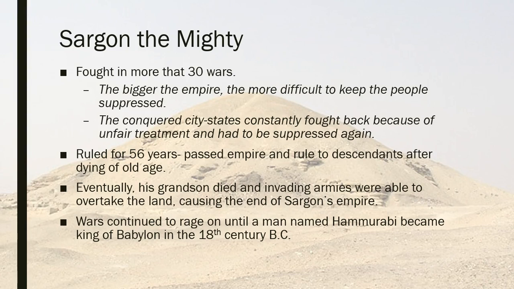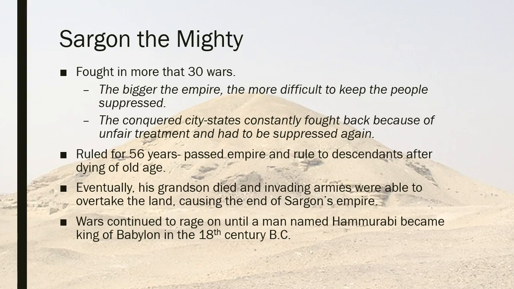Now, after a few years, his grandson, who was the ruler at the time, did die, and because of that, the ruling party was very unstable. There was nobody to take control, and so it was very easy for other armies in other empires or areas to come in, defeat Sargon's last remaining empire, and basically cause the end of the empire. So the city-states broke up, there was no one ruler anymore, and everybody went their own way.